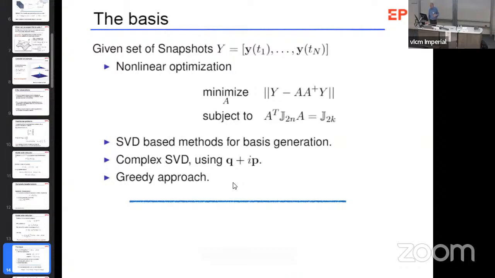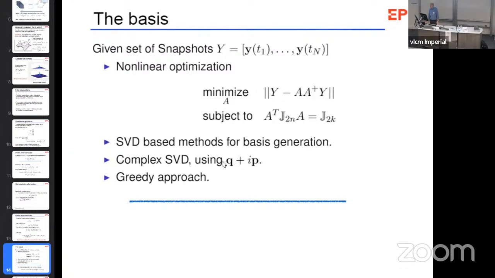So then the last question is, how do I find this matrix A that has good approximation properties and has the structure that it's symplectic? If that's the case, then I have reached my goal. Now, of course, this could be a nonlinear optimization problem. I have a data set Y. I'm looking for a matrix A that represents this data set as well as I can hope for, under the constraint that A is symplectic. This is a nonlinear optimization problem. It's a very difficult one, but in principle, you could solve it like that.